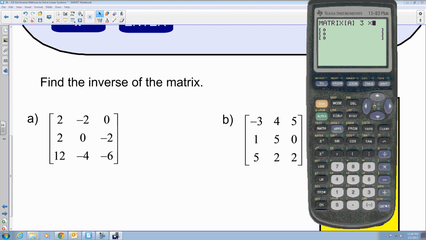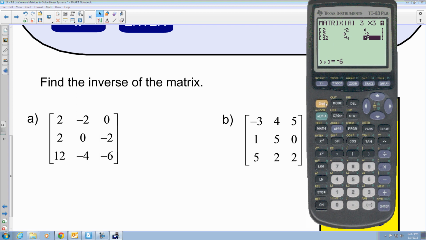So I'm going to type in 3, enter, 3, enter. I'm going to type in these. So I'm going to go 2, enter, -2, enter, 0, enter, 2, enter, 0, enter, -2, enter, 12, enter, -4, enter, and -6, enter. So I have that matrix. My matrix A is just like my example A.